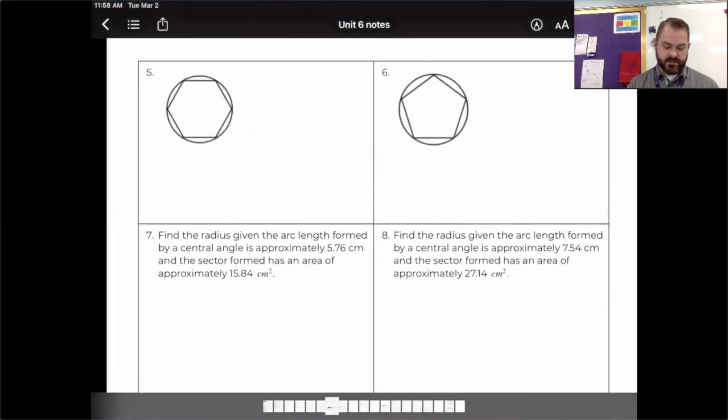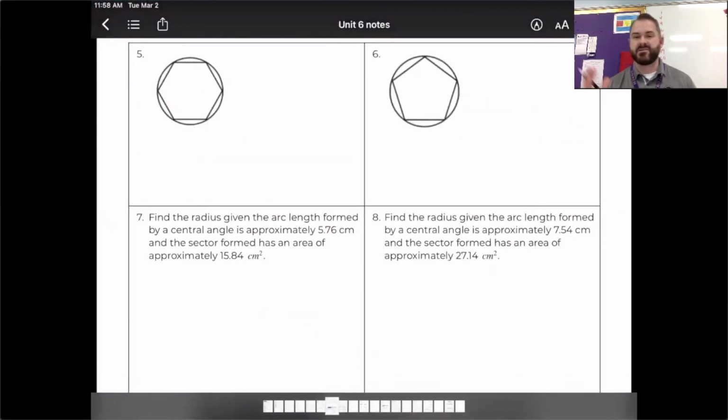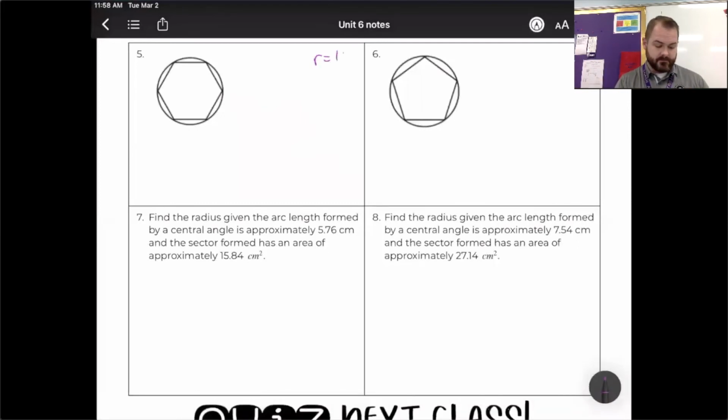To finish out our notes, on 5 and 6 here, I want you to pause the video and try to do 5 and 6 on your own using the same thing we were just doing. I'm still using radius equals 18 for both of these, but I want you to use that shortcut to find those answers. When you're ready, click play to check your answers, and then we'll continue on with the last 2 examples.